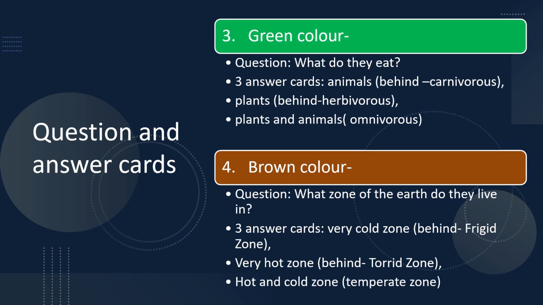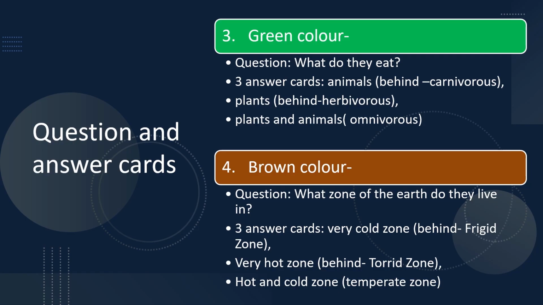We move on to the next question and answer cards. It is green in color and the question is, what do they eat? We have 3 answer cards: animals, and behind this card animal we write carnivorous. Plants is the second answer and behind it we write herbivorous. And the next has plants and animals and we write behind it omnivorous.